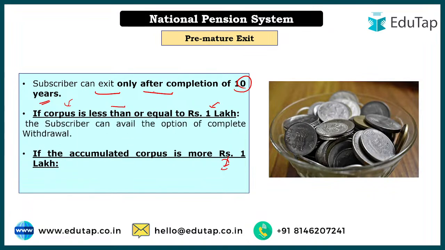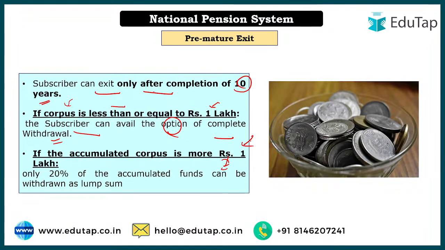Now if you have an amount up to 1 lakh, in such cases a subscriber gets the option of complete withdrawal. They can completely withdraw the money only after 10 years. Very important to remember. And if the accumulated corpus is more than 1 lakh, you have to keep in mind that you can only withdraw 20% of it. You cannot get 100% withdrawal. In such cases, after 10 years, only 20% can be withdrawn. The rest 80% you will get after your retirement only.